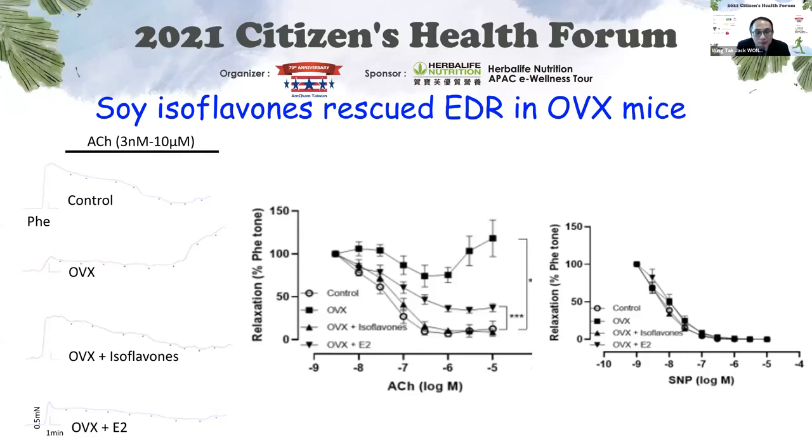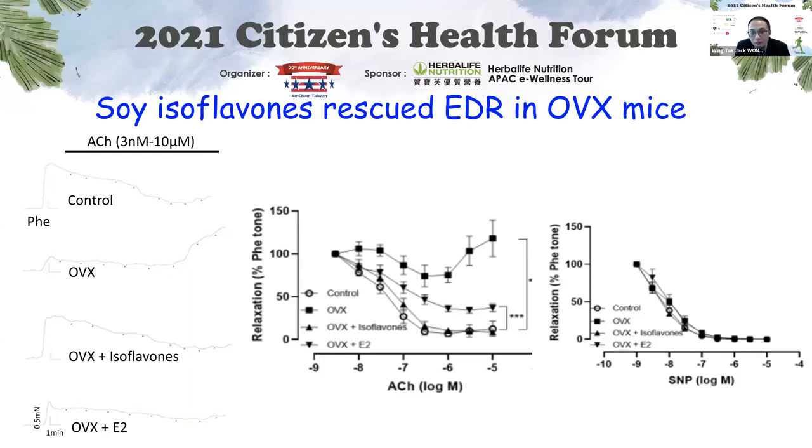Next, we assessed the endothelial function by using the wire myography method. We observed that the acetylcholine-induced endothelium-dependent relaxations were impaired in the aortas of the ovariectomized mice compared to the control mice. Importantly, isoflavone-treated ovariectomized mice significantly improved the endothelial function.